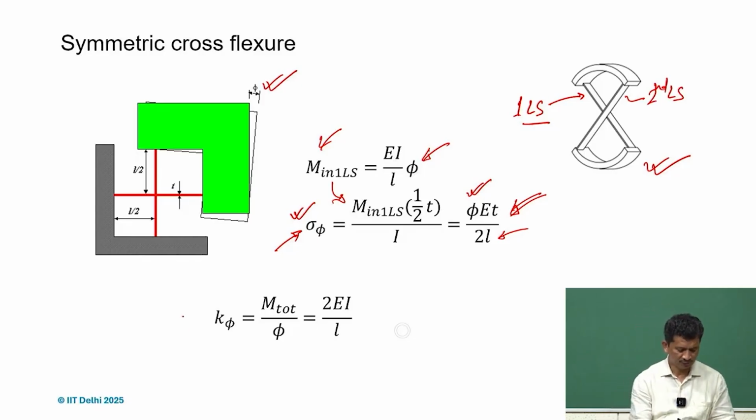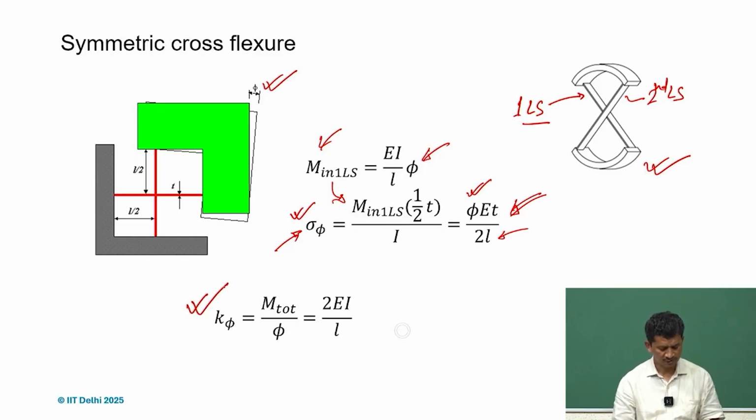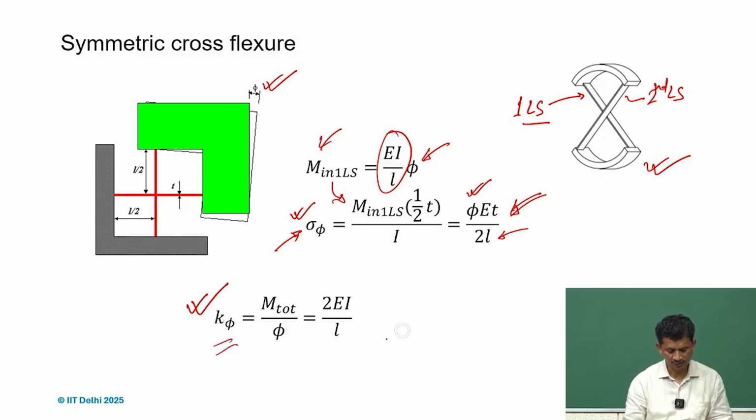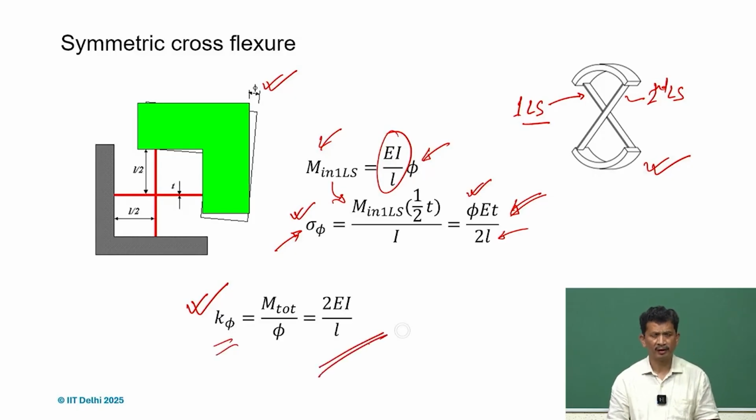But what happens to the overall rotational stiffness? It will be M total divided by phi, and since the two are in parallel, both are sharing the load. So for one it is EI by L, but the total stiffness will be 2 times EI by L. This is the rotational stiffness of the hinge.